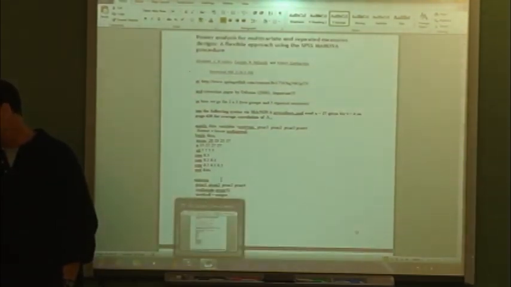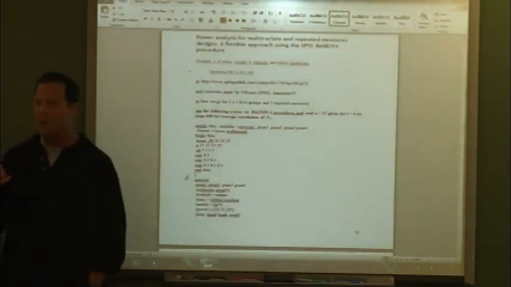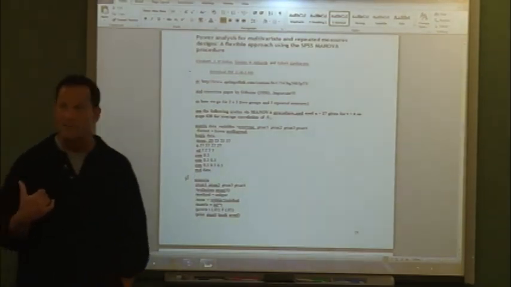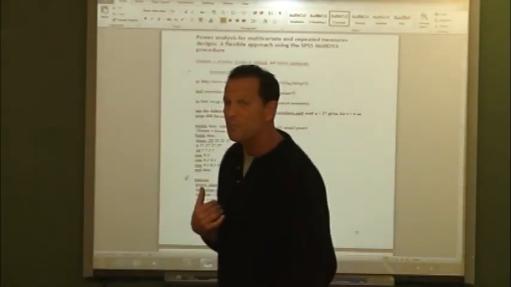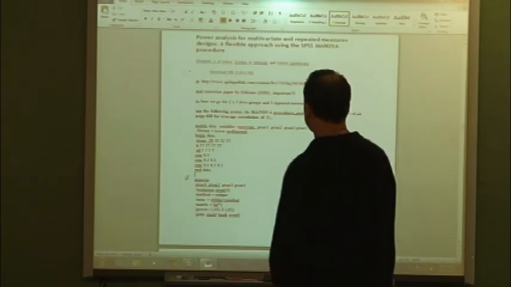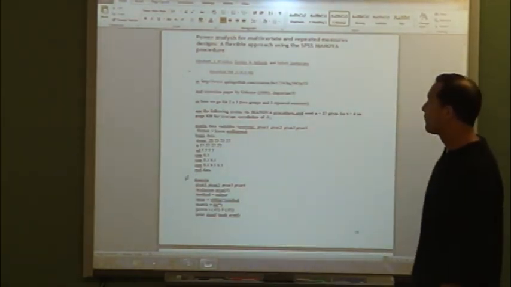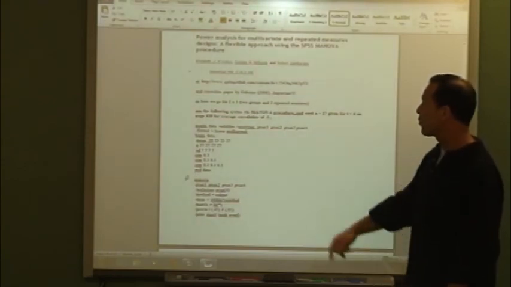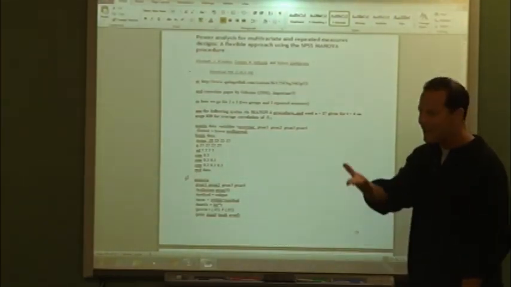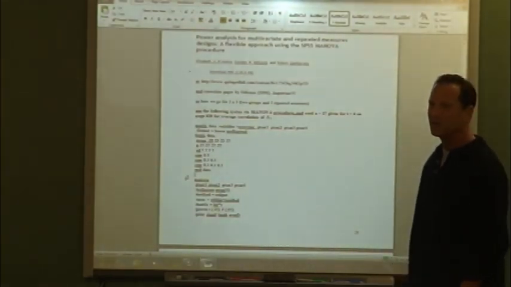I've put all this syntax in here. Plus, I did put the power analysis presentation on Blackboard, and you can cut and paste the syntax. But let's say I've got 27 people, 4 repeated measures, and an average correlation of 0.5. Exactly what I just shared with you from the book.